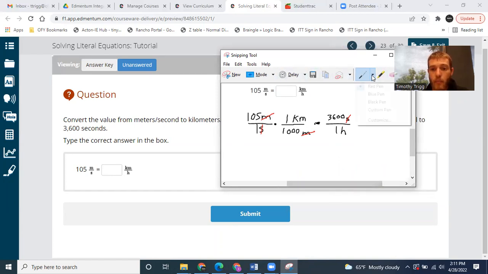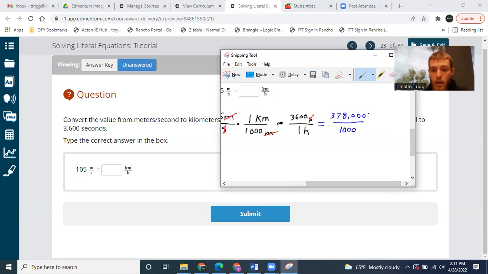Now, to figure out the answer, what we're going to do is go ahead and multiply all your numerators together. 105 times 1 times 3,600. That gives us 378,000. Okay. Over, now we're going to multiply all our denominators. So 1 times 1,000 times 1, well, that's just 1,000. So we have 378,000 kilometers over 1,000 hours.